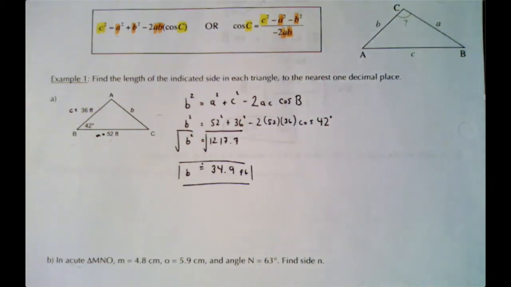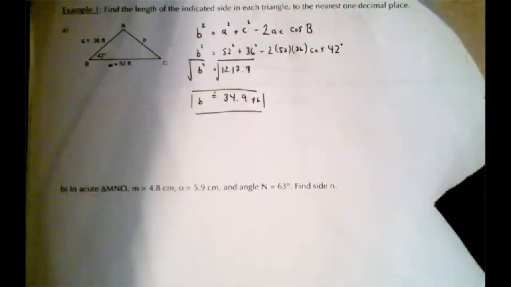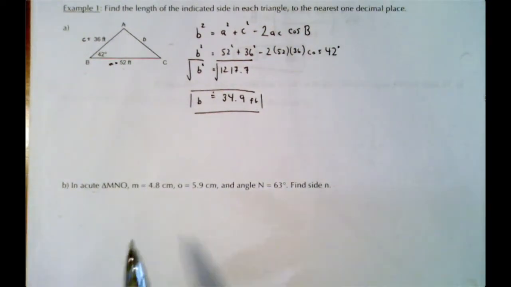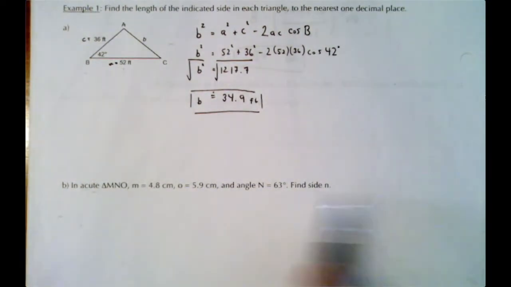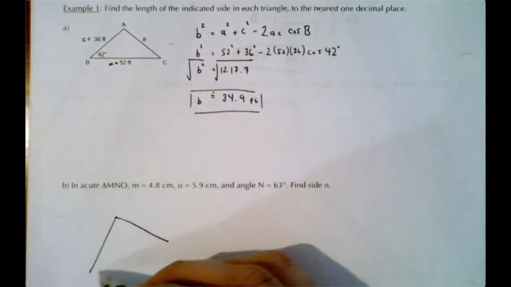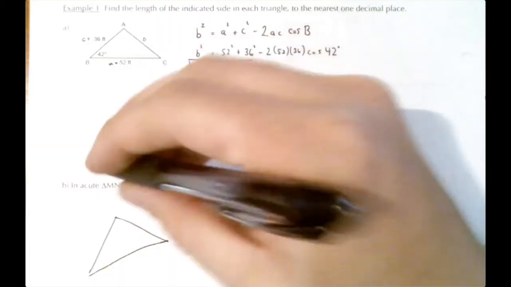Let's try one more, solving for sides, and we're going to do it by first drawing the triangle. So we've got acute triangle MNO. We've got side M, side O, and angle N. So I'm just going to draw my standard isosceles triangle here. Whoa, nice little wobble. Oh well.